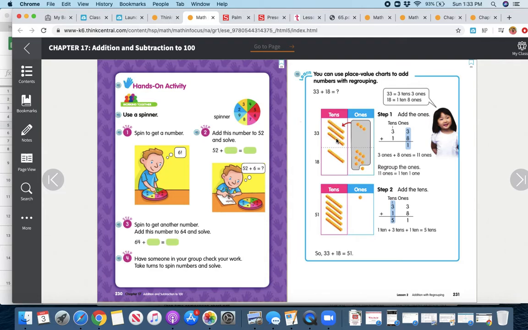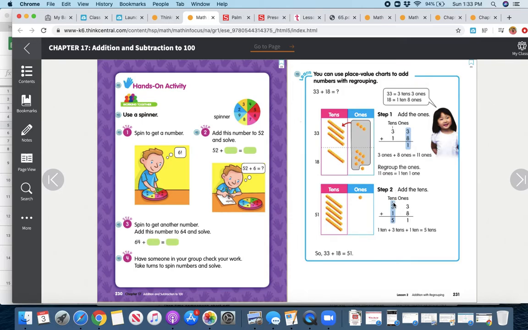So 33 is 3 tens, 3 ones. 18 is 1 ten, 8 ones. So they've shown it here, and then when we add, of course, starting with the ones, 3 plus 8, they've circled and highlighted 10 ones because 3 plus 8 makes 11, or 1 ten and 1 one, or our 10 and 1. So 10 ones becomes a 10, and our 1 one left over stays in the ones place. So we have 1 ten and 1 one as shown here as well.